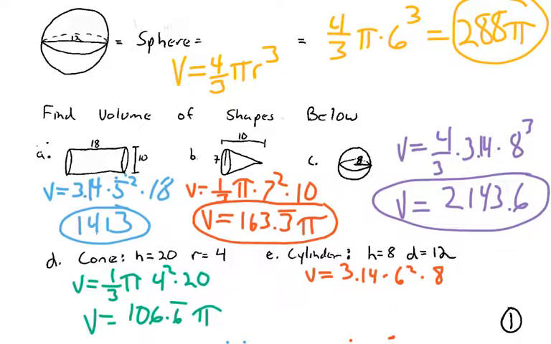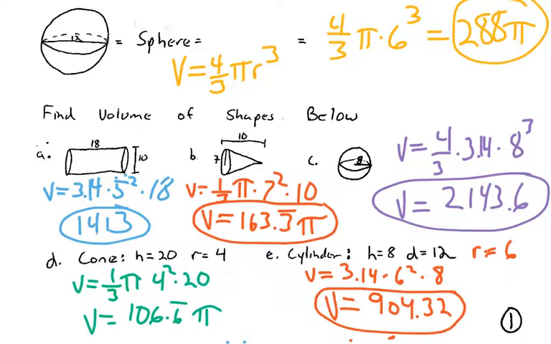Okay, take a look at the letter E. Same thing. Here I'm doing a cylinder. Well, the formula for a cylinder is pi r squared h. So pi is 3.14. My radius is going to be 6 squared because the diameter is 12, so the radius is 6. It's always going to be half that. So 6 squared times 8. So your final volume is 904.32.